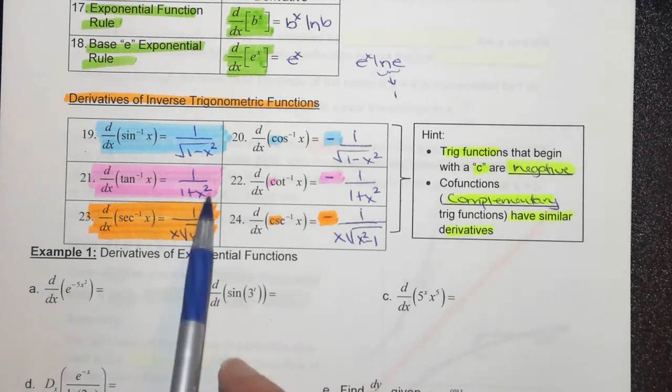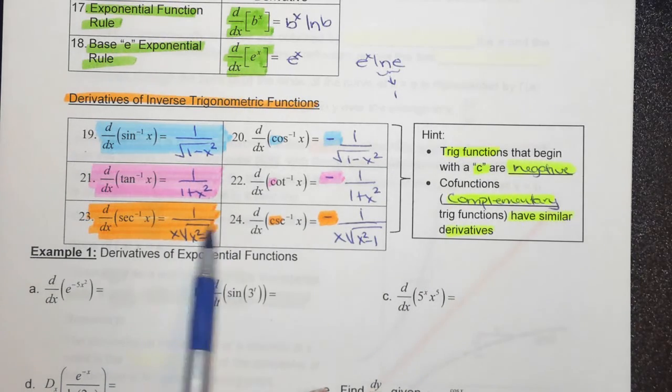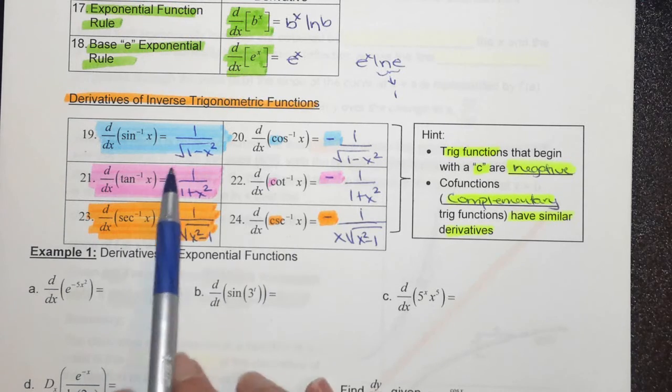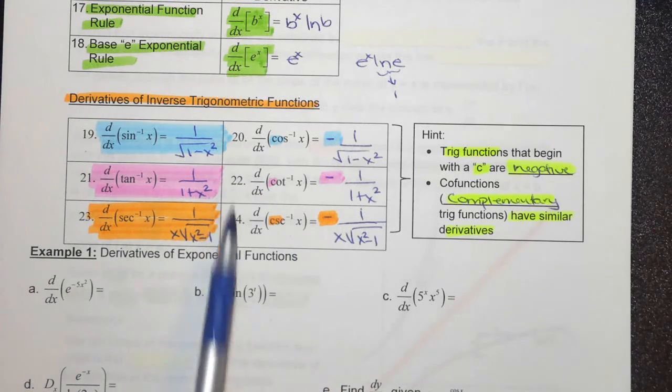The most common ones that you will see are these 4, not to say that you will never see secant and cosecant, but these 4 are the most common that you would see.